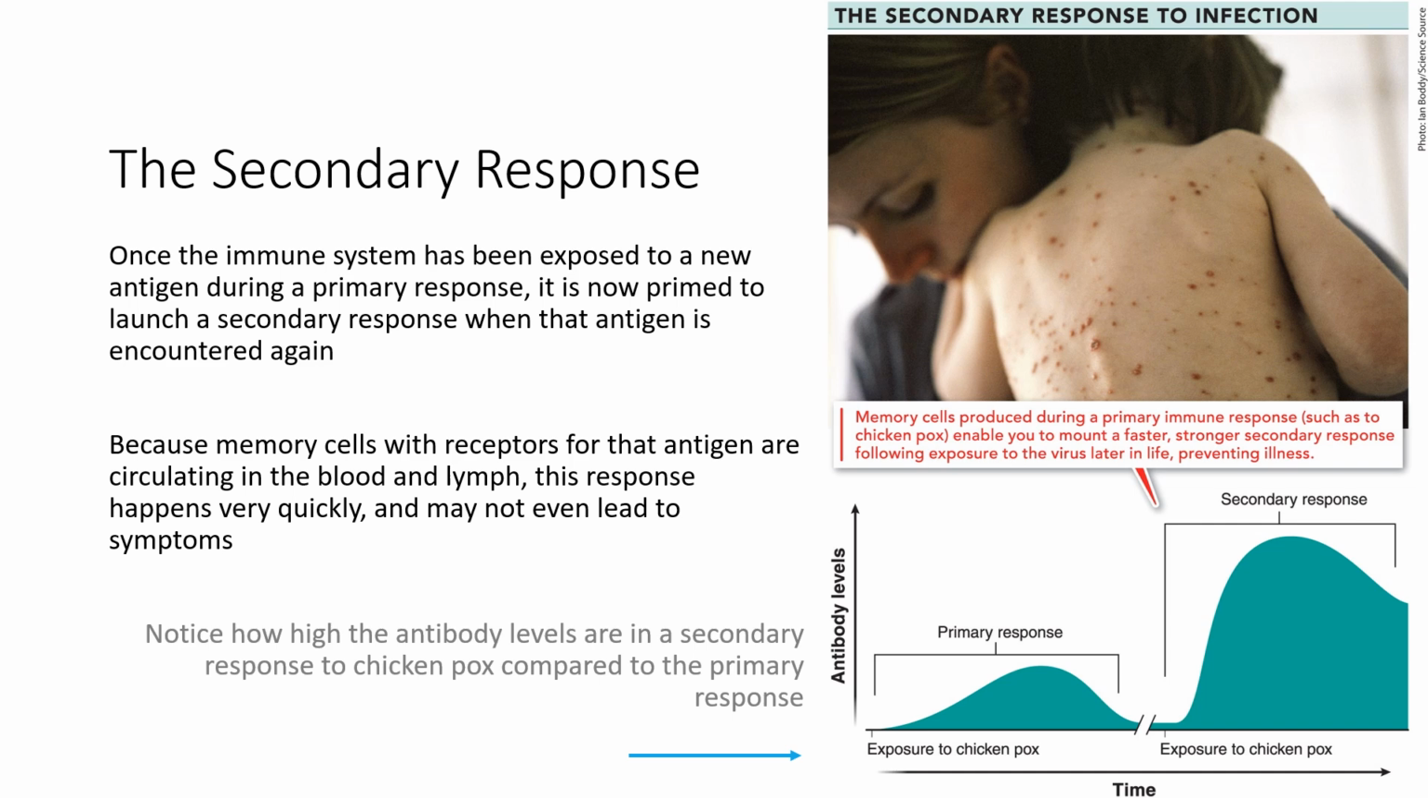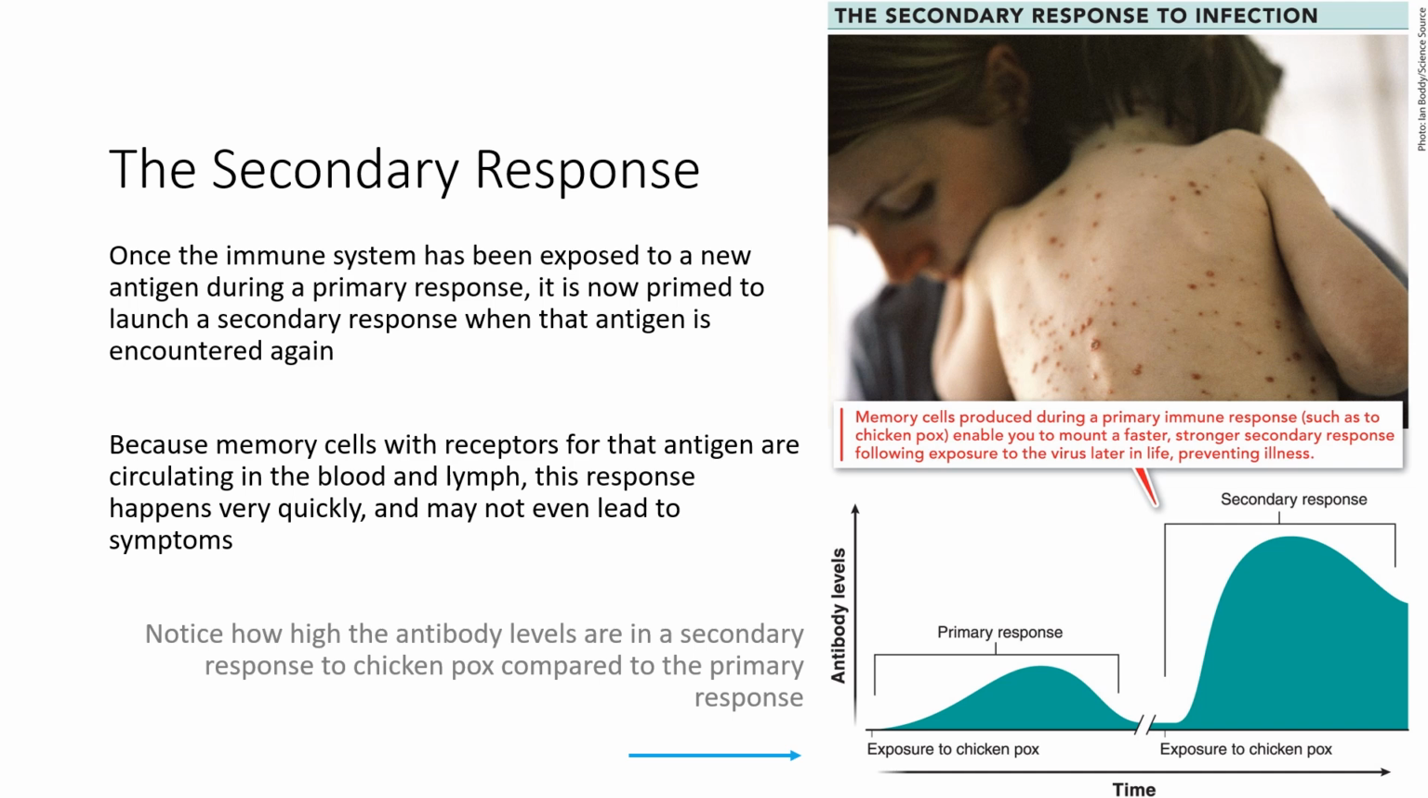Because these memory cells stay in the body, the second time a pathogen is introduced to your body, you can have a much more rapid response. You may not even develop symptoms during a secondary response. If you look at this graph, you can see the difference in antibody levels after the first time you are exposed to chickenpox and the second time.